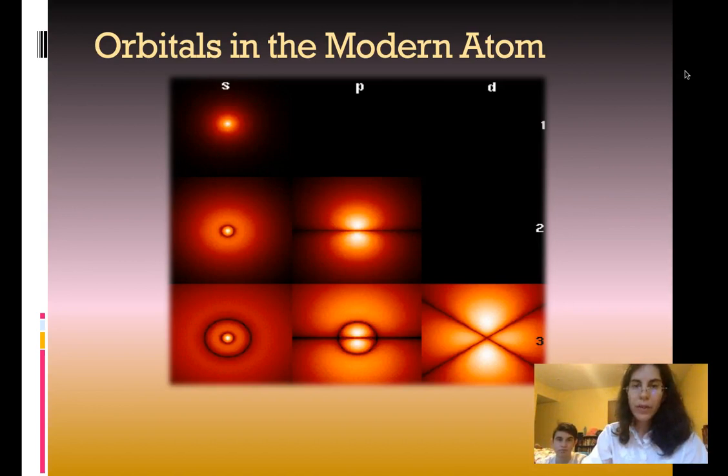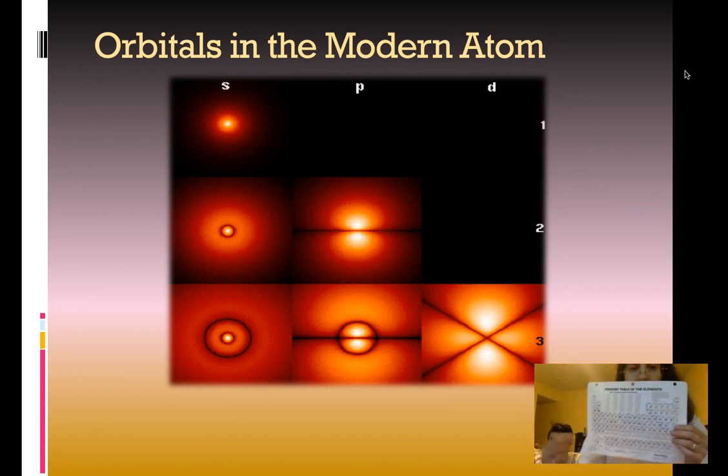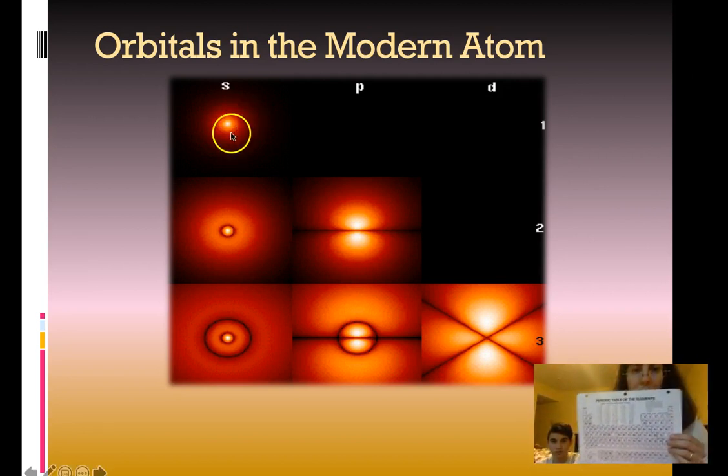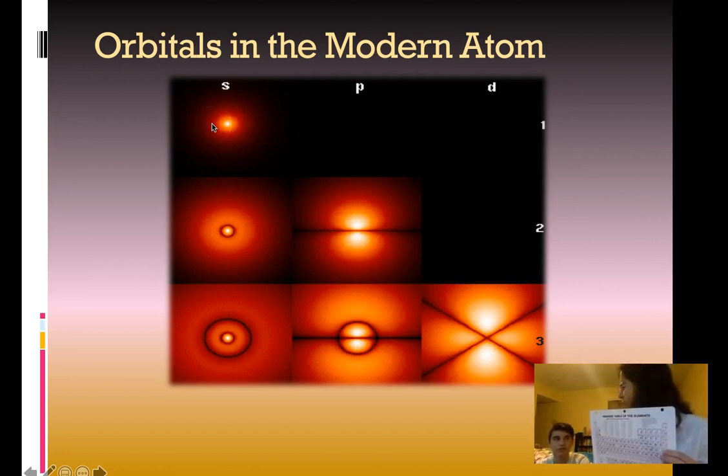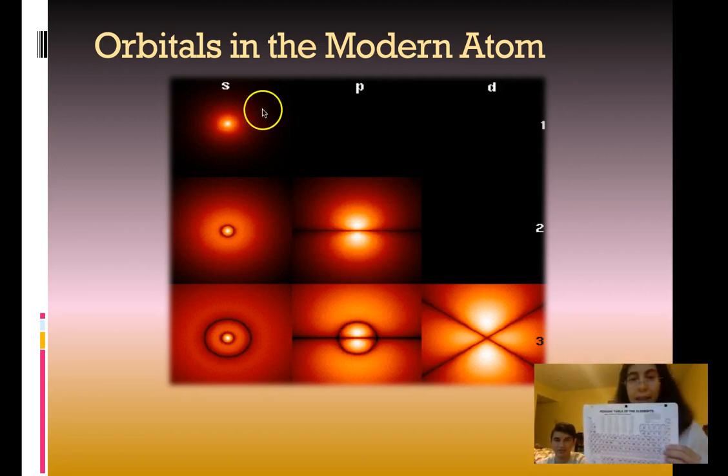Now, let's put it all together. Hydrogen, 1s1. Where's the electron? Well, the electron is negatively charged. In the middle is a giant proton. The proton's positively charged. Where would you think the electron would probably be? Somewhere at the proton. That's it.